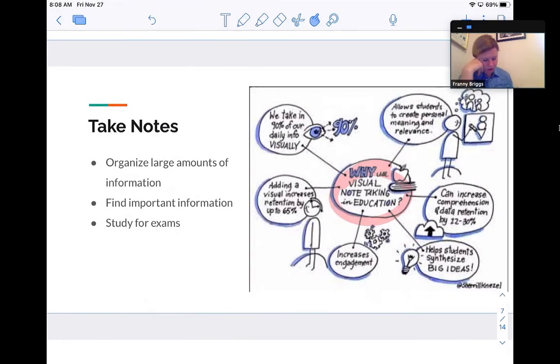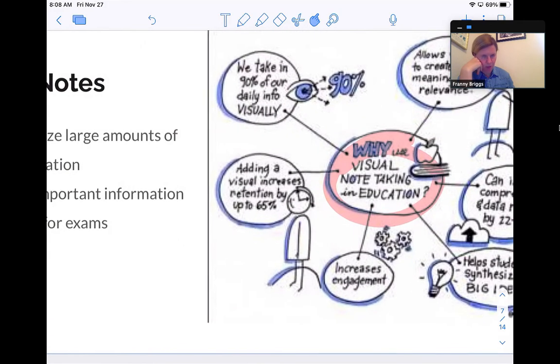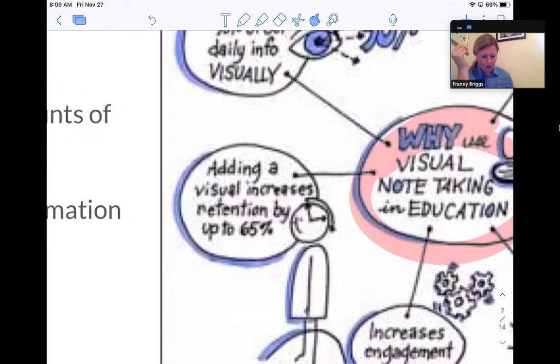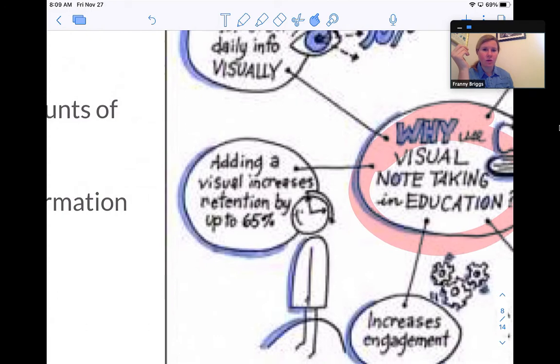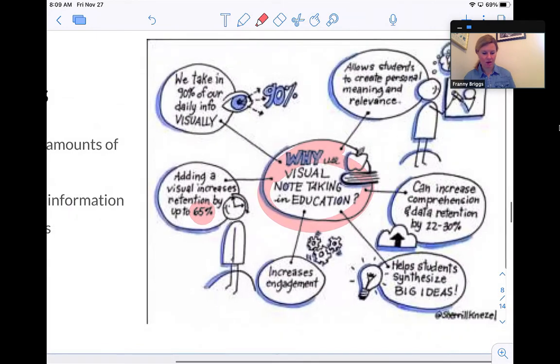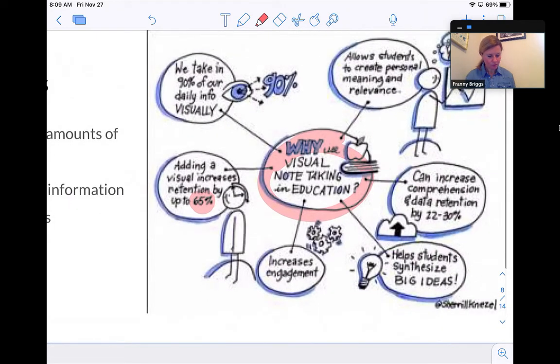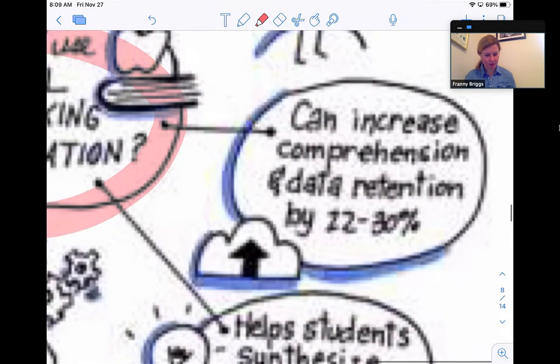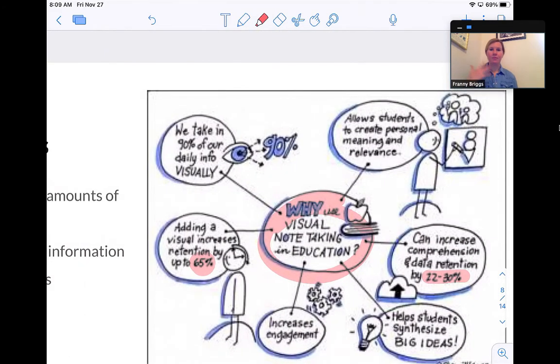There are some interesting facts in this visual. This is from Education Week. Adding a visual increases retention, which means remembering, by 65%. So by adding a visual, it's allowing students to remember 65% more of the information. It can increase comprehension and data retention by 22 to 30%. So again, more retention, more understanding.